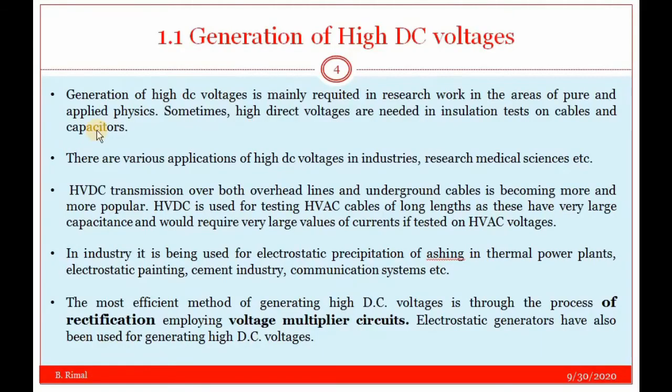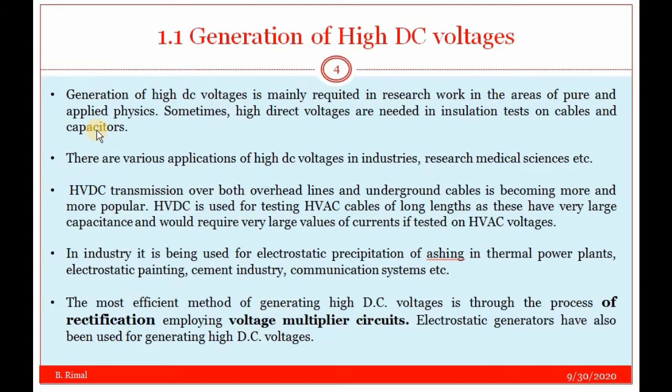Let's start with why high voltage DC is necessary. DC high voltages are applicable in pure as well as applied physics for research purposes. It is also used in medical science, for example in X-rays. Similarly, high voltage DC is also used for electrostatic precipitation of ash in thermal power plants, in electrostatic painting, and in other various industrial applications.